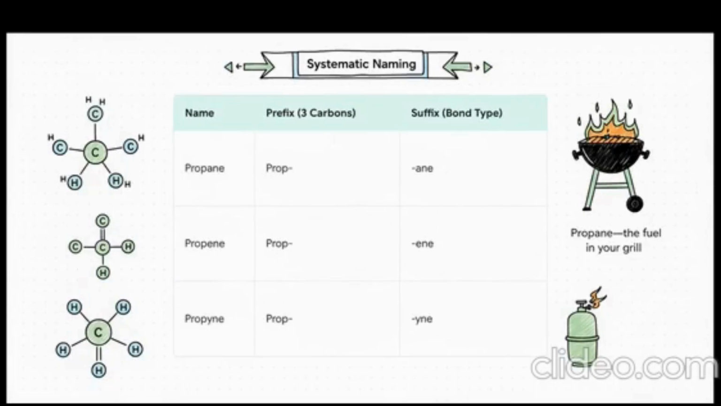Okay, say we have a molecule with 3 carbons. We know from our list the prefix for 3 is prop. Now, if all the bonds are single, we just add ane, and boom, you get propane. Yep, the stuff in your barbecue grill. If there's a double bond in there, it becomes propene. And with a triple bond, propyne. See? 1 prefix, 3 different endings, 3 totally different molecules, all from the same super simple rule.